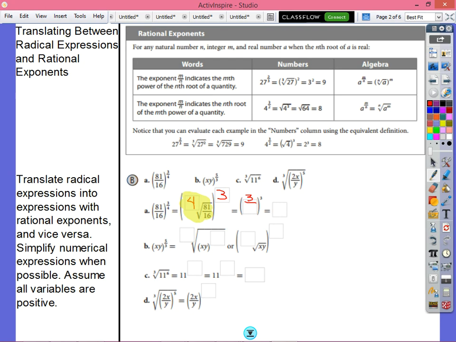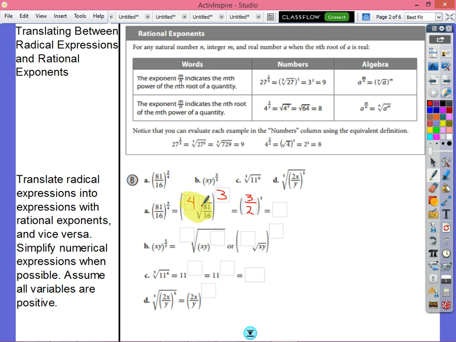Now, the number that multiplies by itself 4 times to equal 16 is 2. 2 times 2 times 2 times 2 is 16. So the 4th root of 81 over 16 is 3/2. In other words, if you multiply 3/2 by itself 4 times, you get 81 over 16.